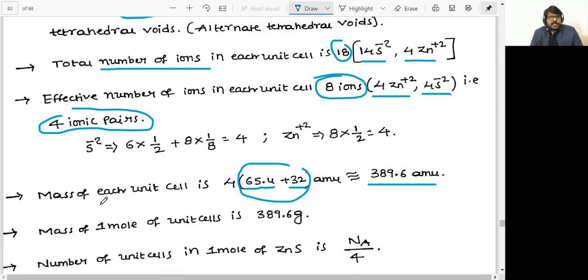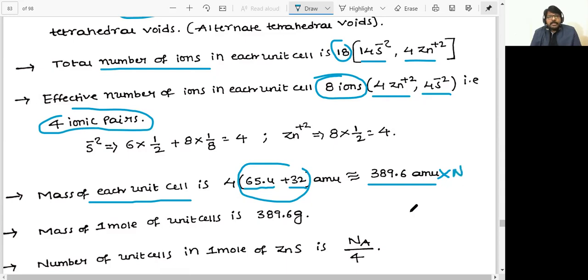But strictly speaking, this is the mass of one unit cell. If you have one unit cell of ZnS, its weight is 389.6 AMU. If you are interested in finding the mass of 1 mole of unit cells, this is the mass of one unit cell, and it should be multiplied by Avogadro number.